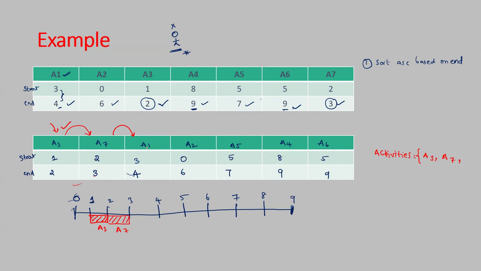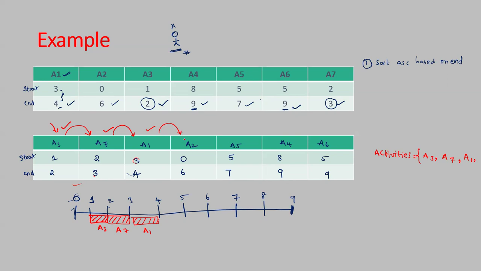The next activity is A1, whose starting point is 3 and ending point is 4. Is this time overlapping with the activities which I have chosen earlier? No. So I am going to take this activity, which is going to be completed in 3 comma 4, as A1. This is also taken. And the activity I have taken, I am going to include inside this one. Once it is completed, I will go to the next activity.